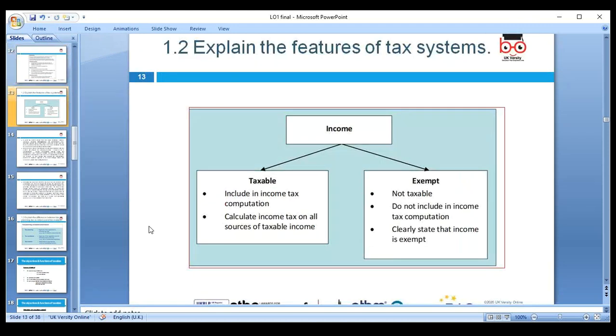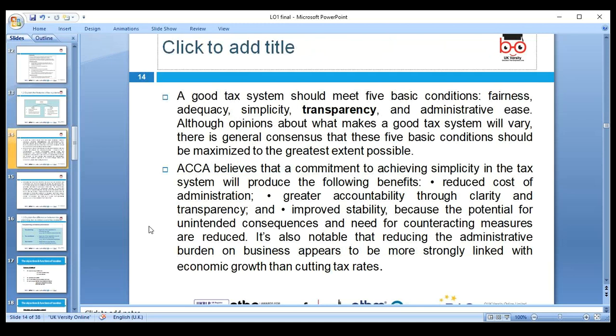Of course, every country looks according to their own. Okay, let's see. 1.2, explain the features of the tax system. Good features, which we discussed a bit earlier as well. Income tax, we have exemptions, because we can look around. Okay, what exemptions do we have?